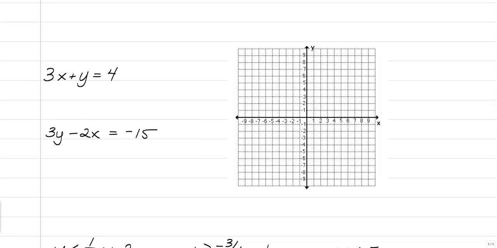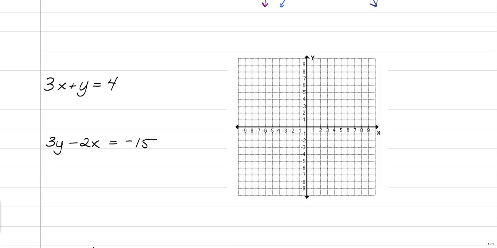So what happens if it's not given to you in slope-intercept form? Well, all you have to do is manipulate. You just have to get y by itself. So for this one, 3x plus y is equal to 4. So all you need to do is say y is equal to -3x plus 4.